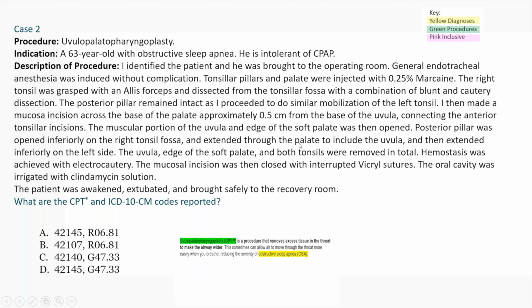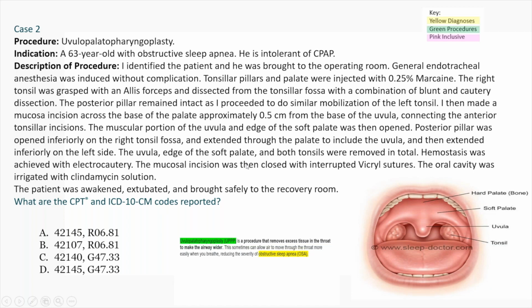and solve the scenario. Before solving the scenario, I would like you to know what the uvulopalatopharyngoplasty procedure is all about. It is a procedure which removes excess tissue in the throat and makes your airway wider. This sometimes can allow air to move through the throat more easily when you breathe, reducing the severity of obstructive sleep apnea. So basically, it is removal of the excess tissue structures from the throat, and that will make it much easier for people with obstructive sleep apnea, OSA, to breathe.